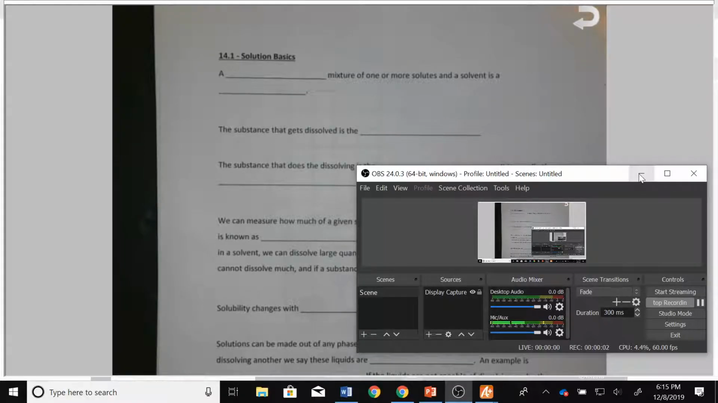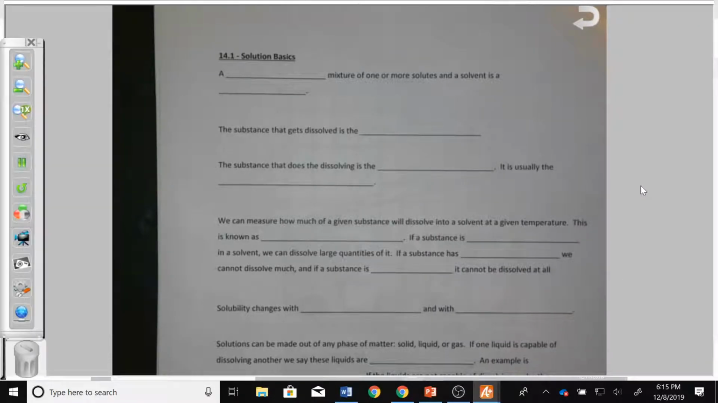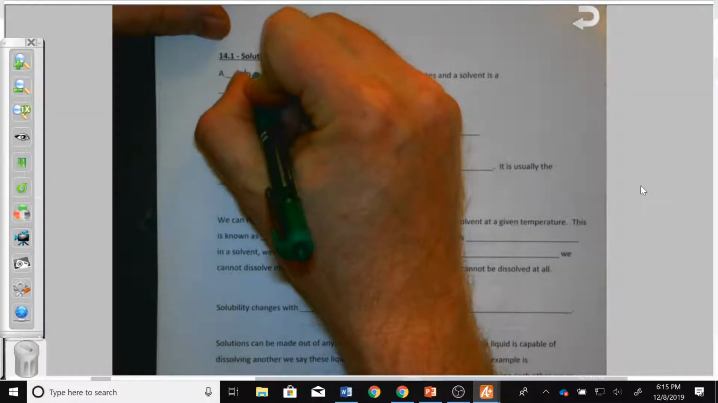Okay, here are the Chapter 14 notes. Section 14.1, Basics of Solutions. This whole Chapter 14 is on solutions, which are homogeneous mixtures.